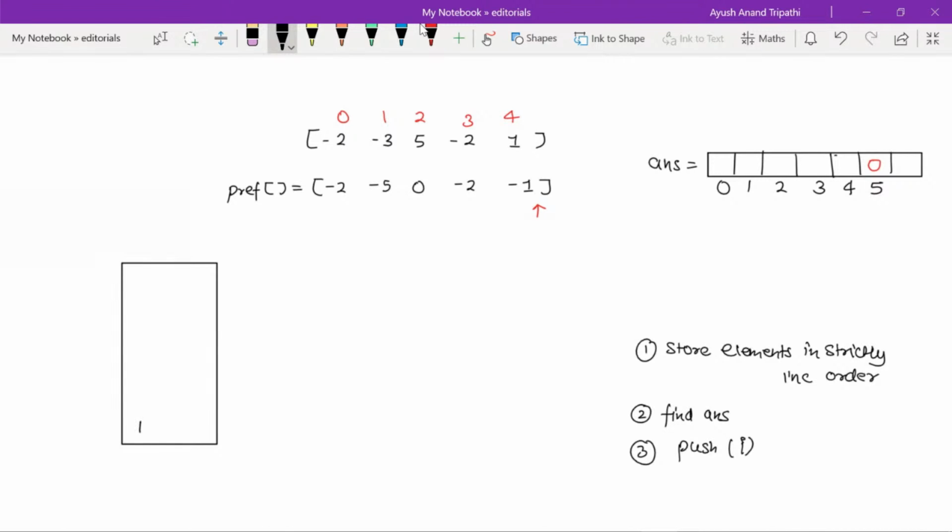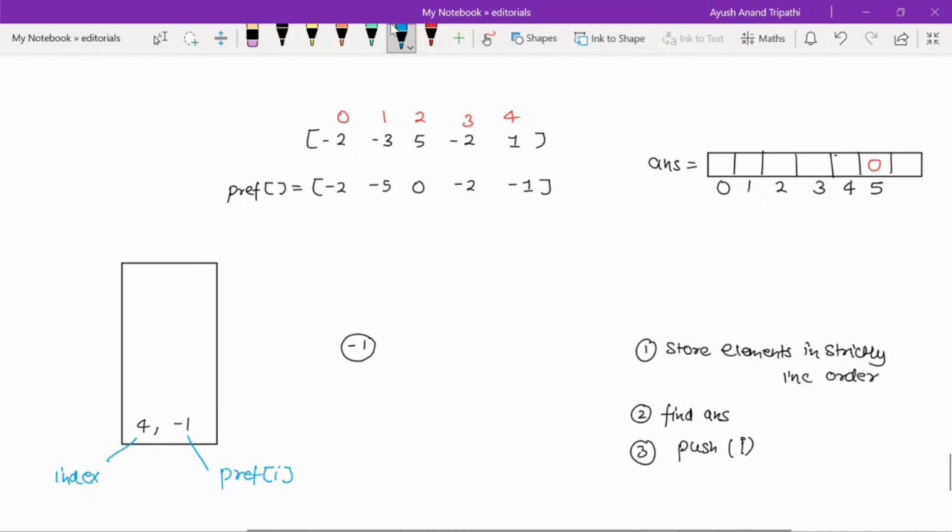So we push 4 comma minus 1. And why 4 comma minus 1? Because the first one is denoting the index, and the second one is the prefix value, prefix of I. So we have minus 1 here, right? And then we'll move to the next index.